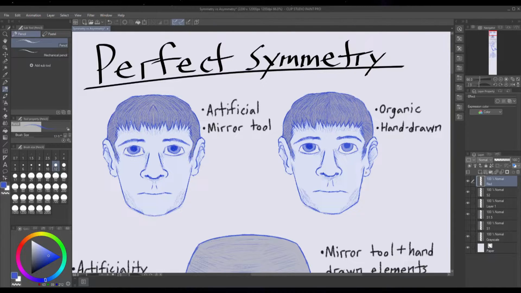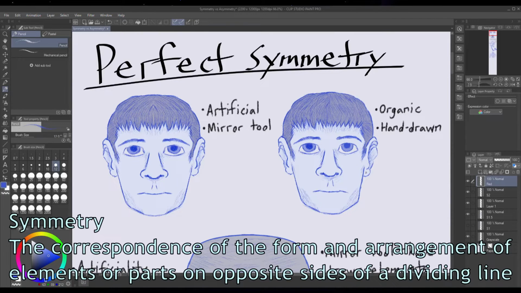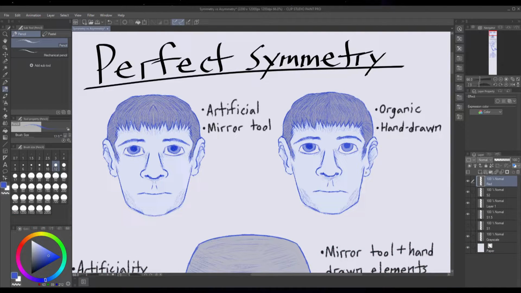So starting off, usually symmetry is used because people are symmetrical, and there are a lot of things that are symmetrical in people and in nature, such as leaves, limbs, parts of the face. There are a lot of things that end up with naturally occurring symmetry.